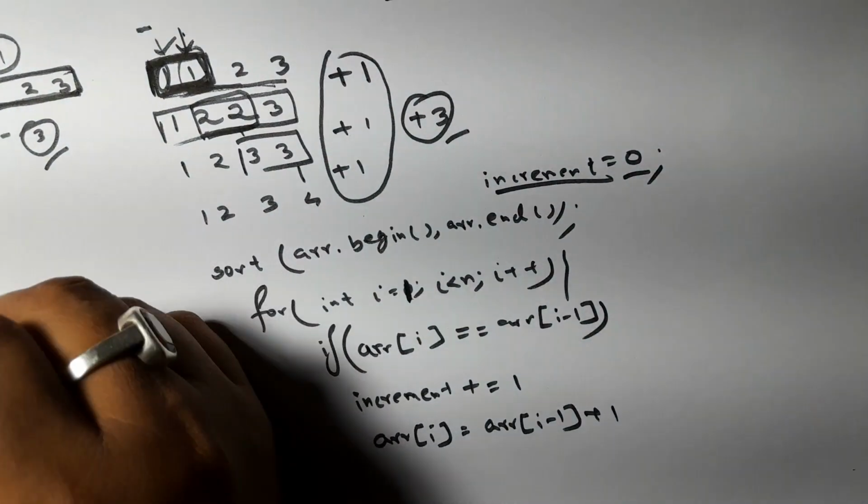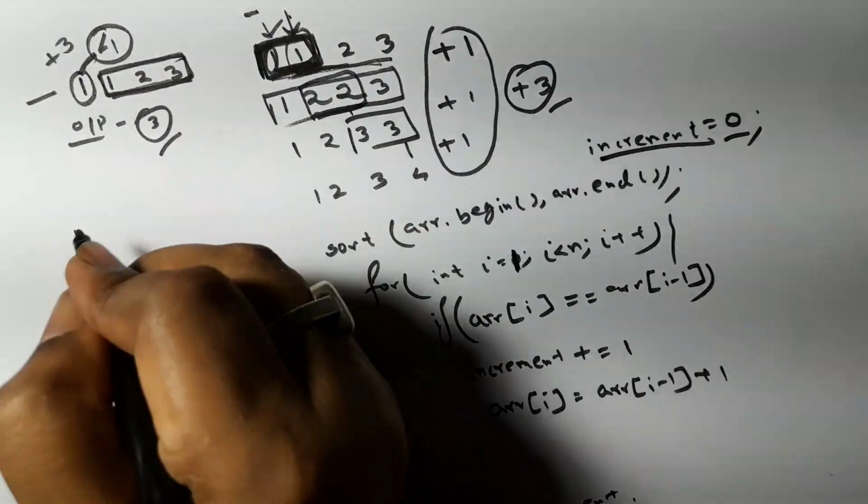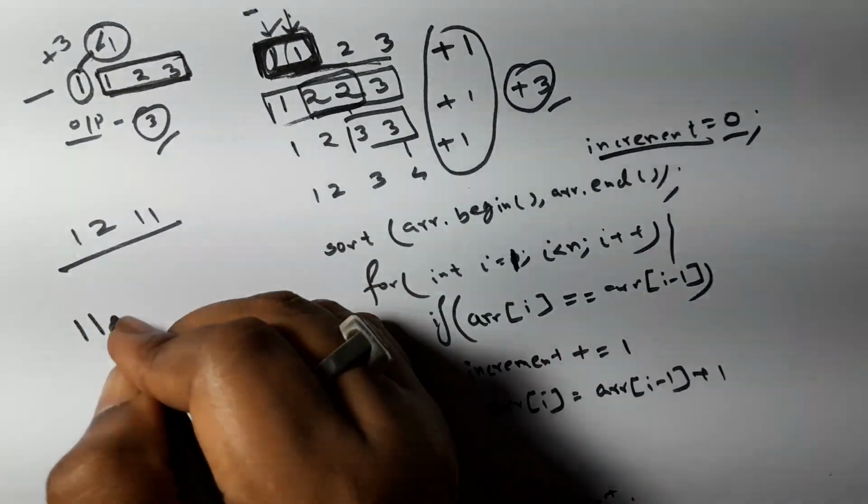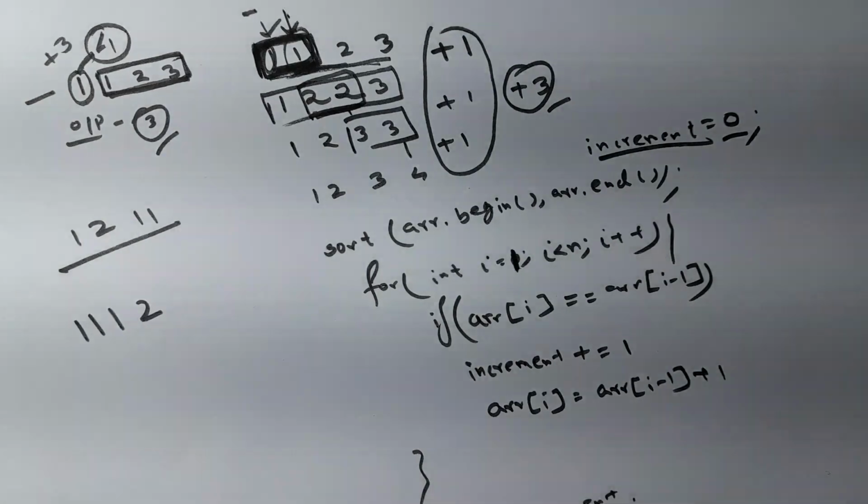Now I will give you an example. The example is for the test case 1 2 1 1. After sorting, my array will become 1 1 1 2.